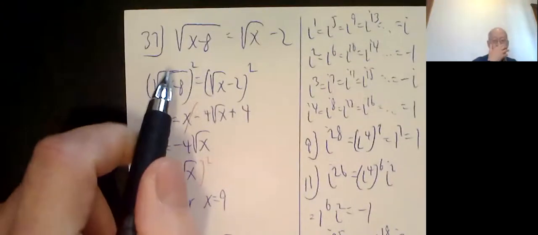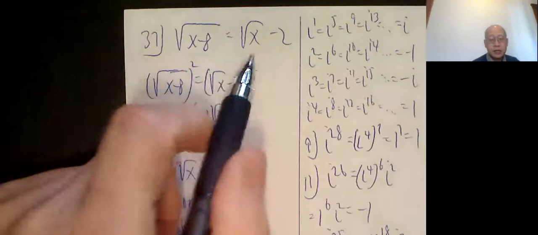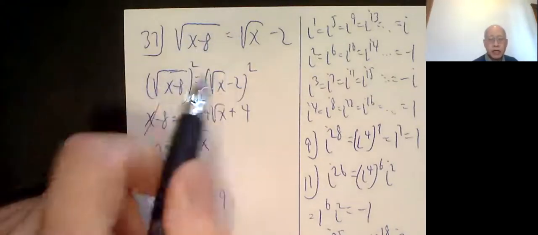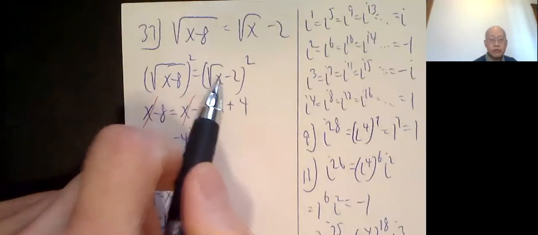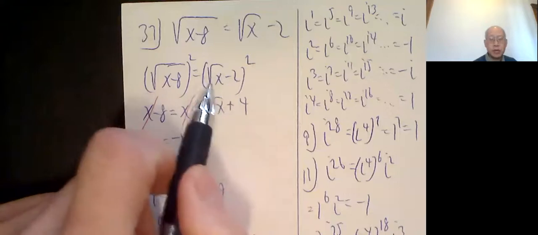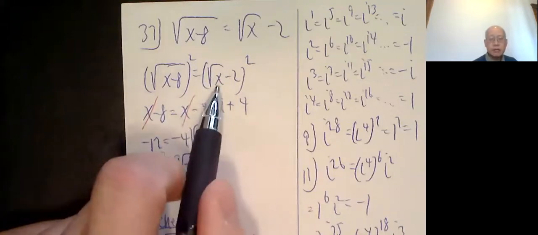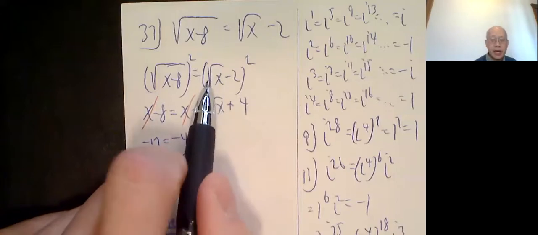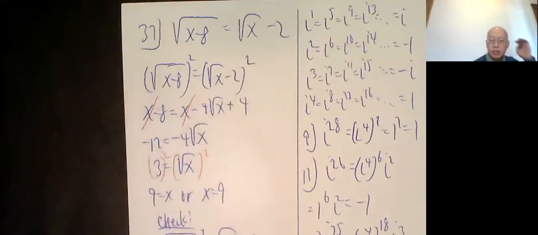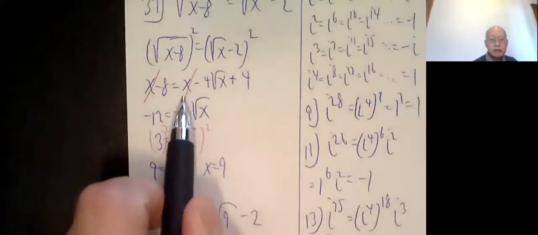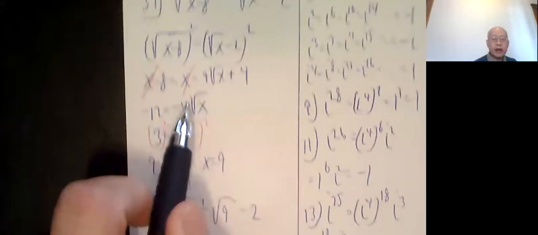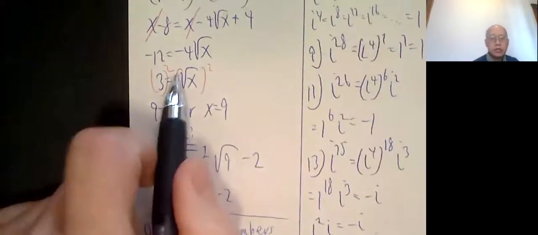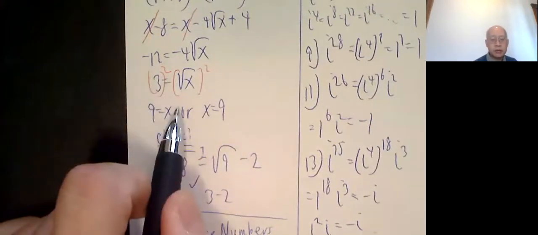Okay, finally 37 is an example where you have to square twice. That's just the way it goes. So square both sides. This is nice: x minus 8. This one, it's a squared minus 2ab plus b squared, the shortcut. So I square this, x, minus 2ab, 2 times that is minus 4 radical x, plus 4. Subtract x on both sides, it's gone. Subtract 4 on both sides, negative 12 equals negative 4 radical x. Divide both sides by negative 4. 3 equals radical x. Square both sides.